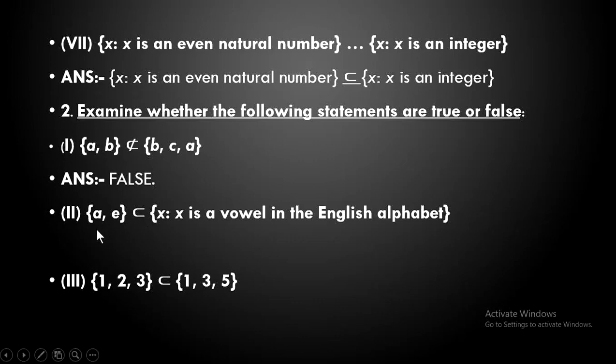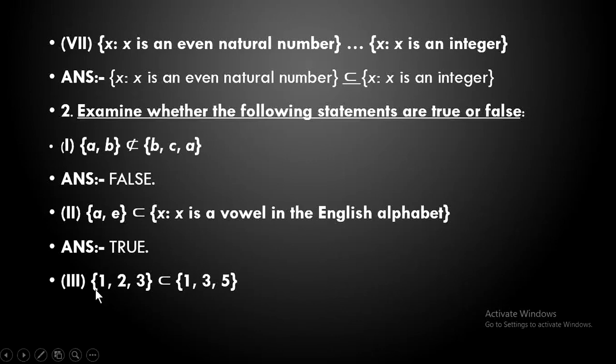Next one, they are saying the first set consists of A and E, and then they are saying X is such that X is a vowel in the English alphabet. Now if you remember, vowels are A, E, I, O and U. So A, E is again a vowel. So it is part of the second set. So it is called a subset. Now here the statement is true.